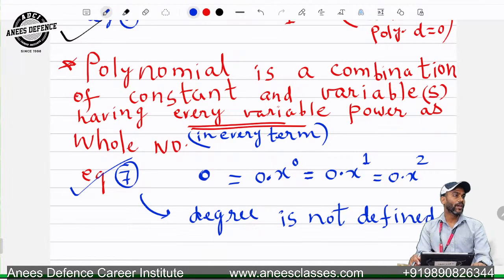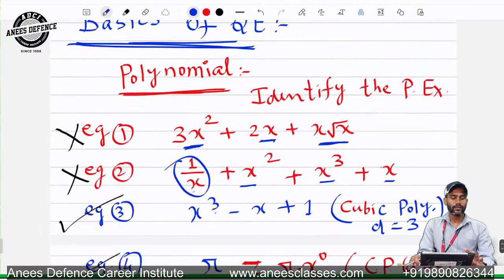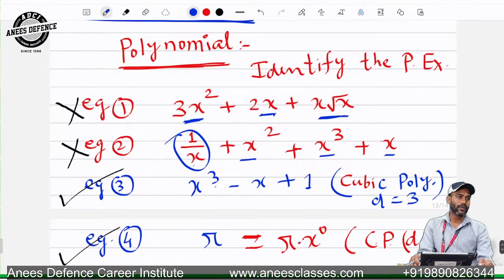Yes or no? What have we covered so far? All the transformations we have covered. Six transformations, and we have taken 10 to 12 examples. And then we have covered the basics of quadratic equations and polynomials. And we have seen what a polynomial is and what the degree of a polynomial is. Understood?